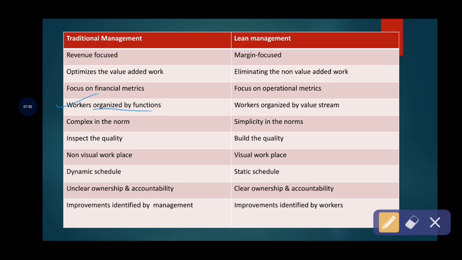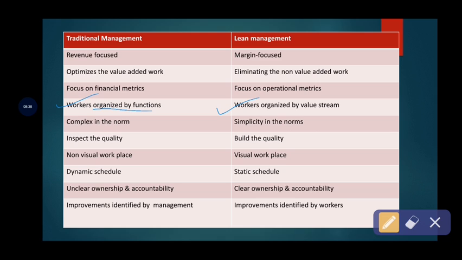The traditional management workers are organized by the functions. But under lean cost management, workers are organized by value stream or value flow. It means that in the implementation process, lean cost management will map the future and current status. So this will ultimately help the business organization to streamline the existing process. Therefore, under lean cost management, workers are allocated based on the value stream process or workflow.